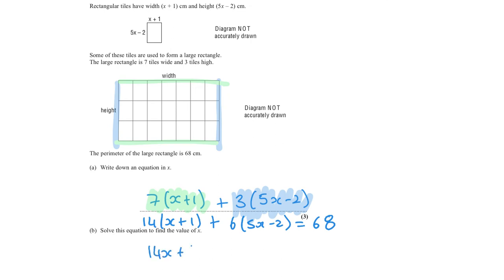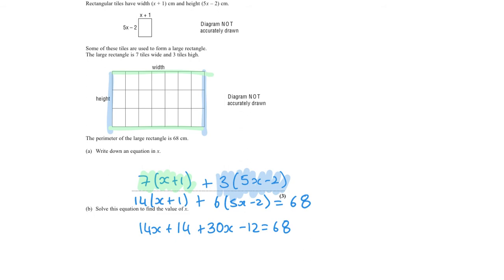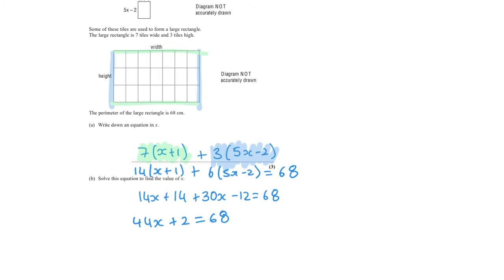So 14x plus 14 plus 30x minus 12 equals 68. Okay, so 14x plus 30x is 44x. 14 minus 12 is plus 2. This equals 68. So if I take away 2 from both sides, I get 44x equals 66. So x equals 1.5. Perfect.